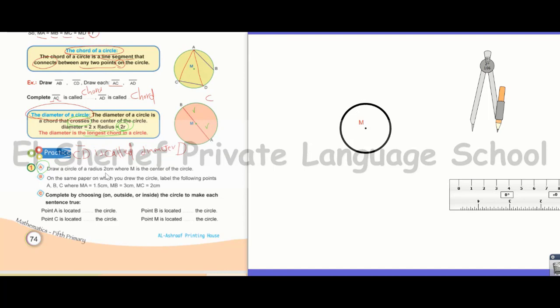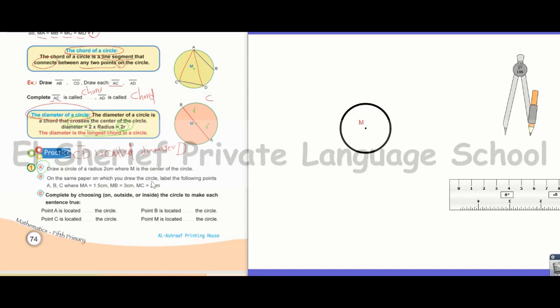Draw a circle of radius 2 centimeter, where M is the center of the circle. First, we must open our compasses 2 centimeter. Put it on a ruler. Then open it 2 centimeter. The second step, put the metal tip on the center M. Then draw the circle.